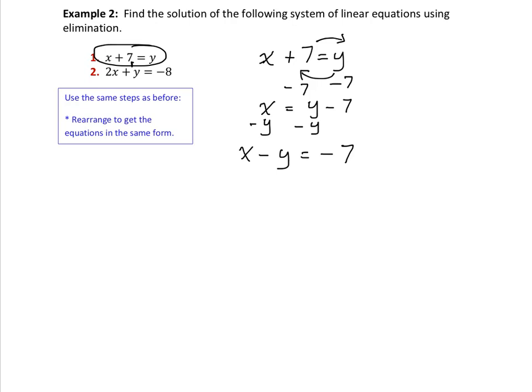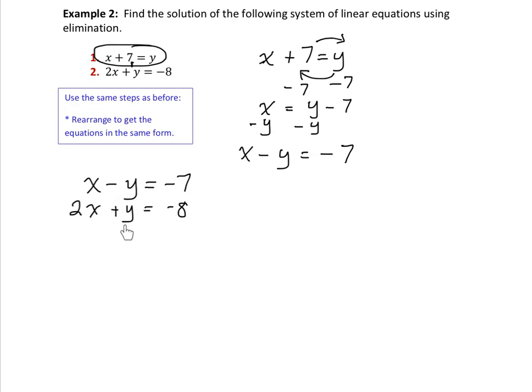So I'm going to come over to the left side here, and I'm going to write my two equations. x minus y equals negative 7 is the first one, and 2x plus y equals negative 8 is the second equation. Okay, so my step 1 is done. I've lined up my columns.